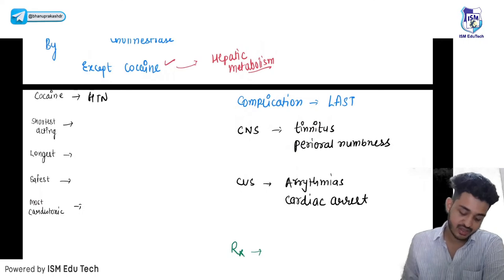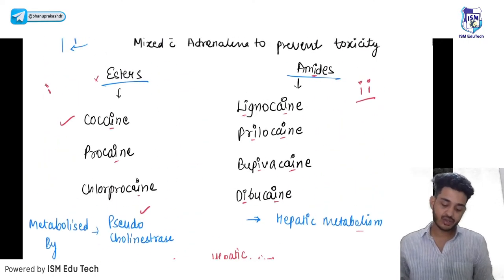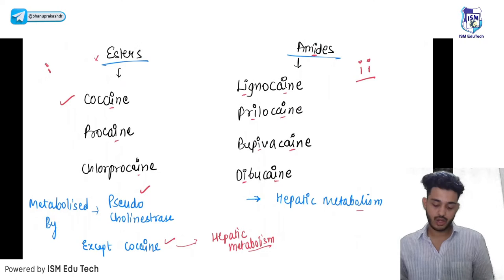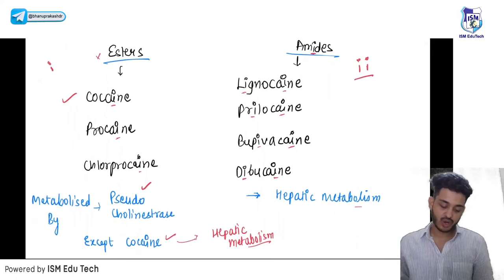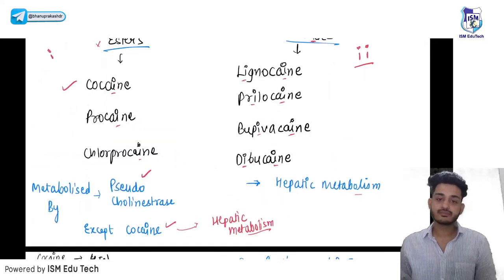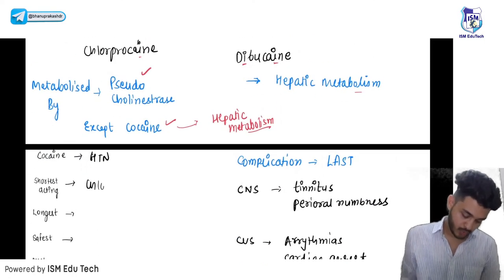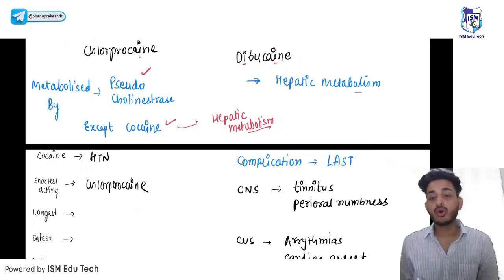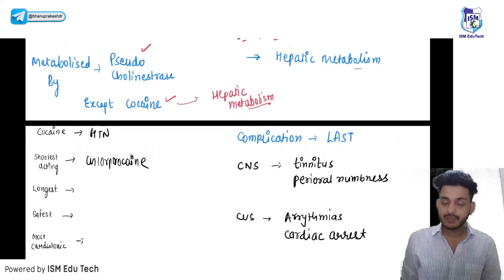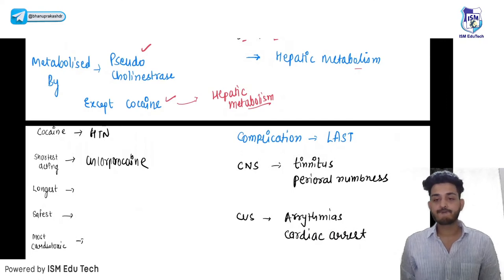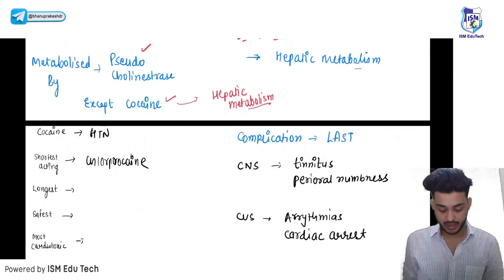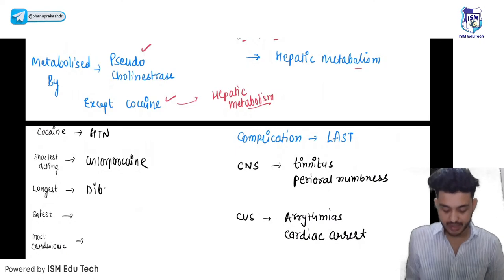What is the shortest acting in this? Shortest acting will be chloroprocaine. Longest acting will be dibucaine. D for 10, you can remember that.